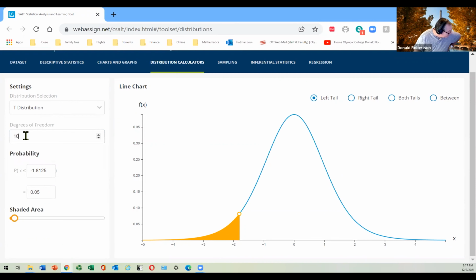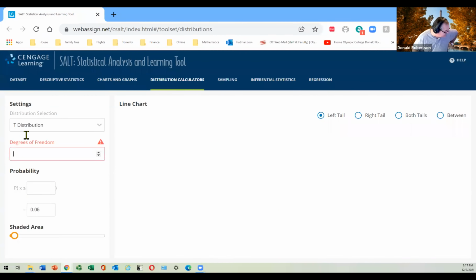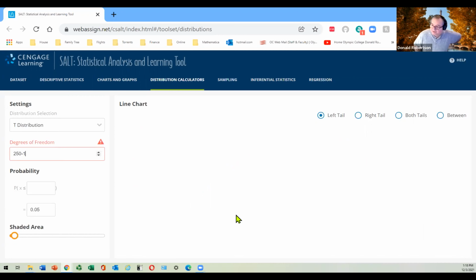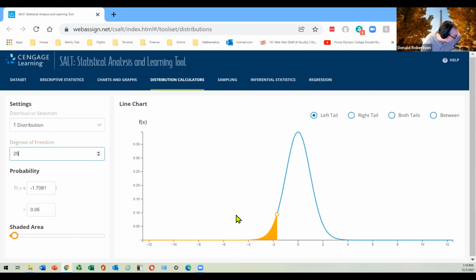Yeah, I was right. I just talked myself out of it. Now, we're going to have to do degrees of freedom. There were, in my story, 100 people in the first group and 150 in the second group. So the degrees of freedom are 250, take away 1. So that's 249.